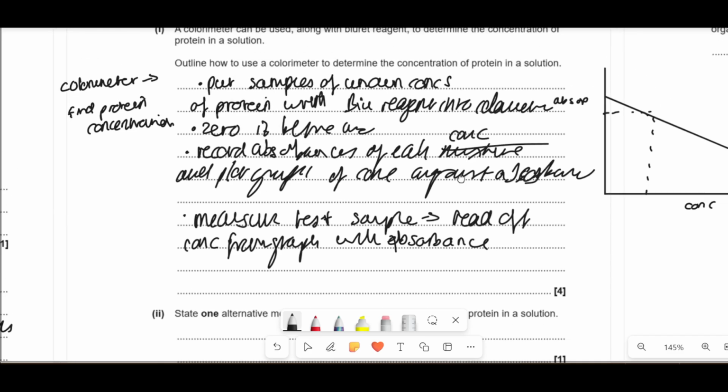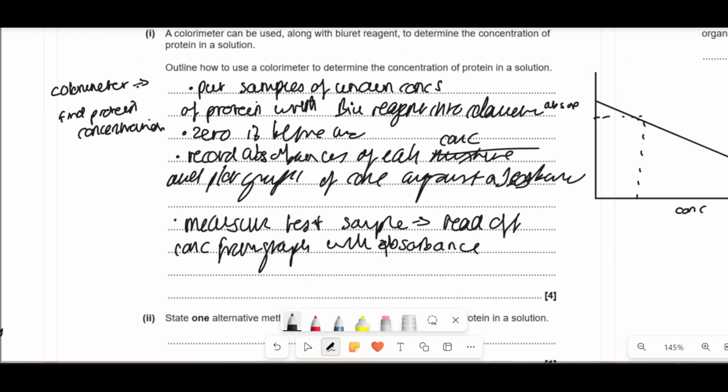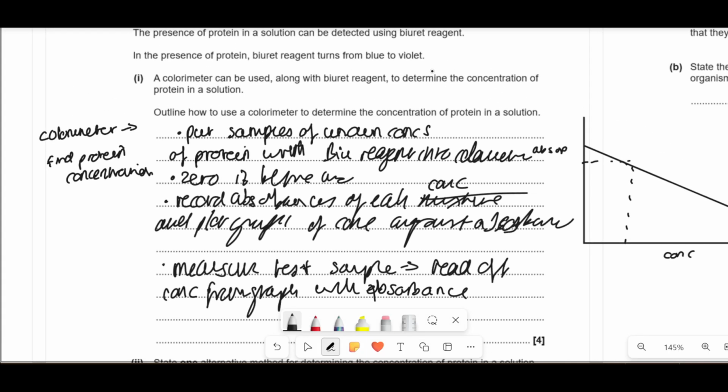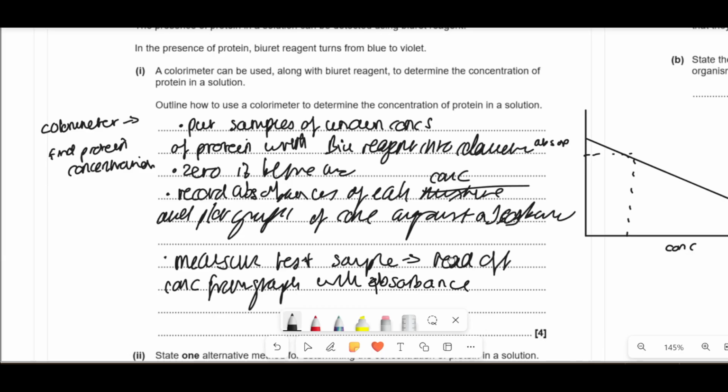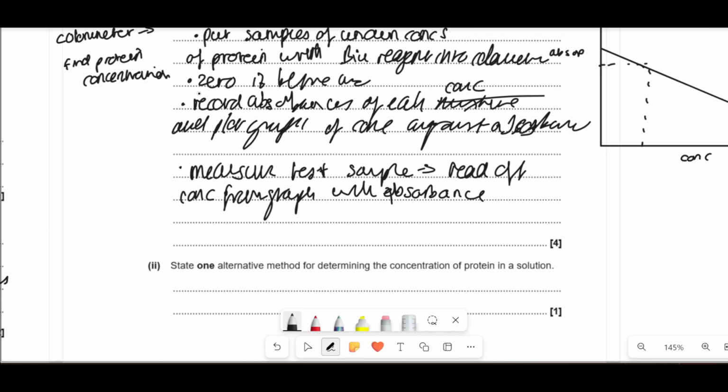Actually, for colorimeters, you should probably add a filter as well to make sure that only light of that color is coming through. If they've told you it's going from blue to violet, then you should filter it so that blue is filtered out and only violet is measured. So you should probably add that too. Again, it's looking at a colorimeter, and the only thing used and linked to finding protein concentration is the absorbance.